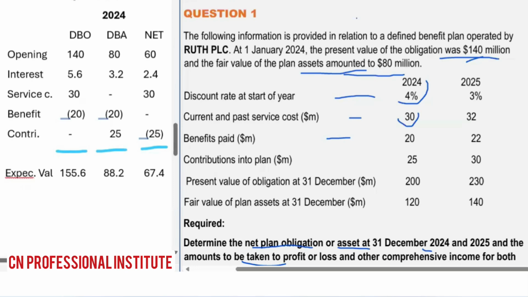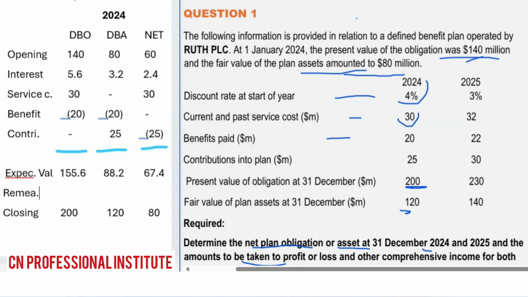Then we will compare these expected values with the closing values to get the remeasurement loss or gain. So what are the closing values in the question here? Obligation is 200, asset is what? 120. So the closing here is 200 and here is 120. Okay, and then the net will be the difference. So 200 liability, 120 asset. So we'll have a net liability of what? 80. Right, and let's get the difference, which we said is a remeasurement loss or gain.